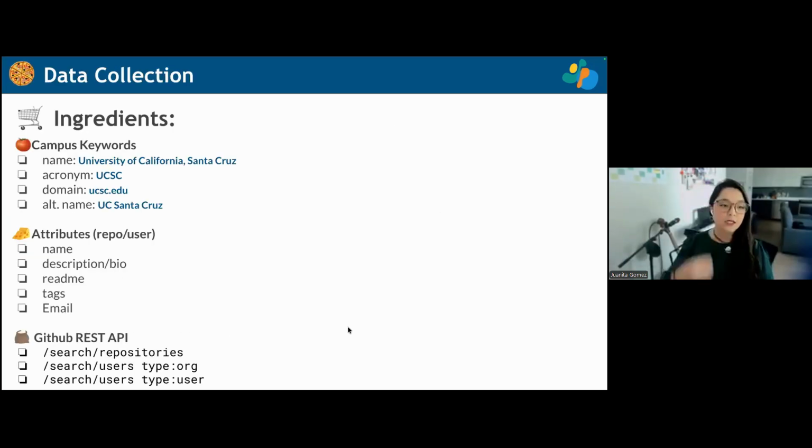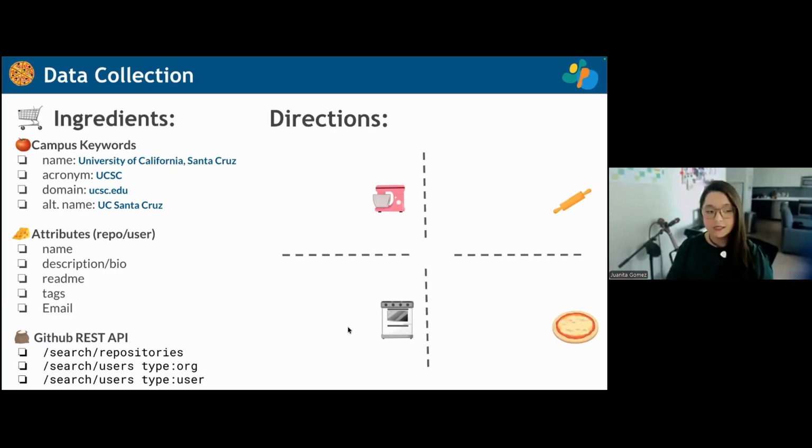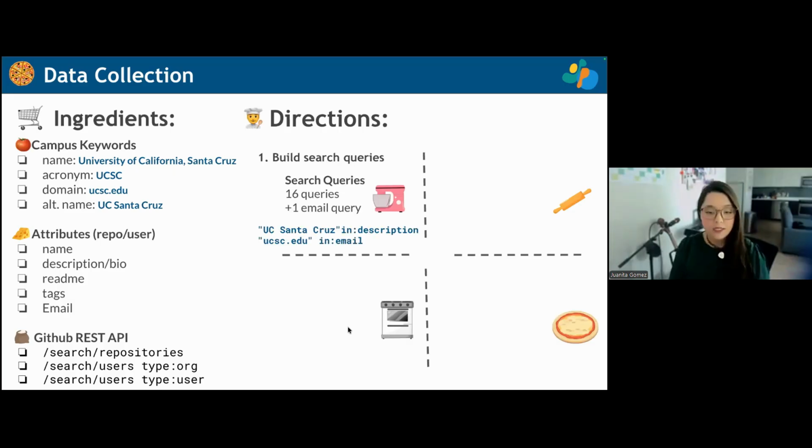So for the data collection, what I did was basically build queries that contained keywords of all the universities, and I looked into different attributes in GitHub. I did specifically three different types of searches: searching for repositories, searching for users that are of type organization, and then users that are of type user. Depending on which of these elements I was looking for, I picked some of the attributes. There are some limitations, but basically I built the queries.